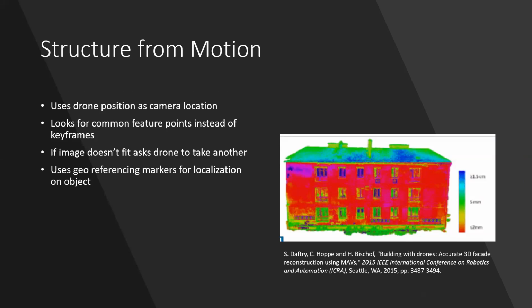But basically you can also do structure from motion, and you can try to speed it up using the drone position as the camera location, using GPS and height sensors. And you can look at common features instead of keyframes compared to SLAM. And you can ask the drone to take another image if the image doesn't fit very well. And you actually use geo-referencing markers similar to QR codes on the building to do some of this localization. And you can see them right here, but they look very similar to a QR code.